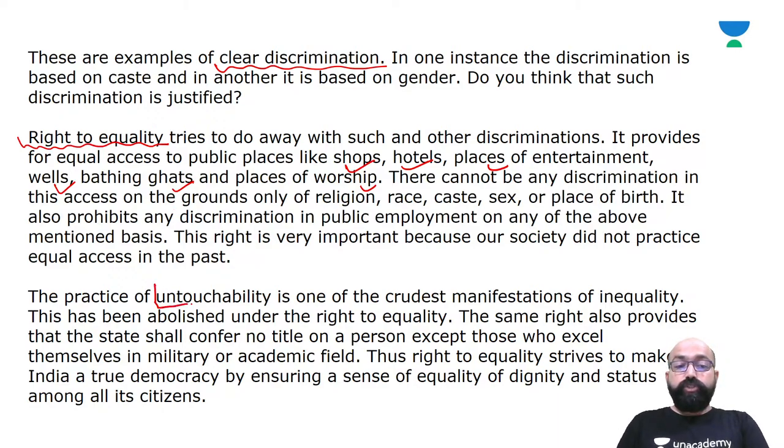Yes, friends, from our school or college curriculum, we have learned about untouchability. We have heard the stories of untouchability throughout the world. The practice of untouchability is one of the crudest manifestations of inequality, and this has been abolished under the right to equality. The same right also provides that the state shall confer no title on a person except those who excel in the military or academic field. Thus, the right to equality strives to make India a true democracy by ensuring a sense of equality of dignity and status among all citizens.